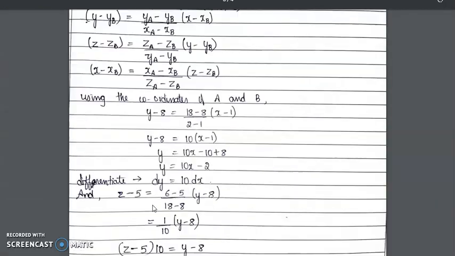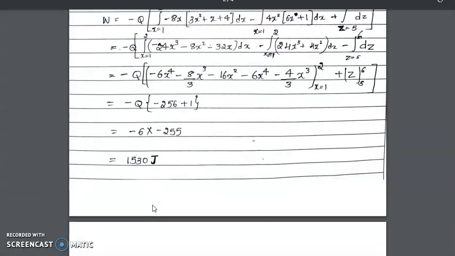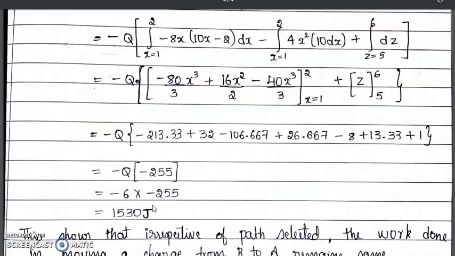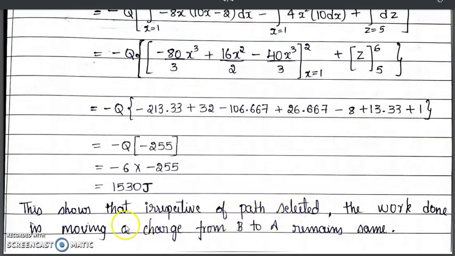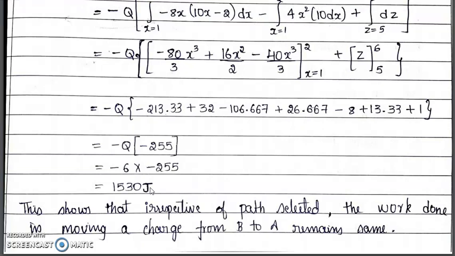If you compare both answers, for the first case you got 1530 joules and for the second case also you got 1530 joules. So if you observe both the cases, irrespective of the path, whether it is a straight line or whatever, the path of the movement of the charge from one place to another place, the work done will remain the same. Whatever the path given, the work done to move a charge from point B to point A remains the same. It is 1530 joules. In the next videos, we will see two more problems on work done.